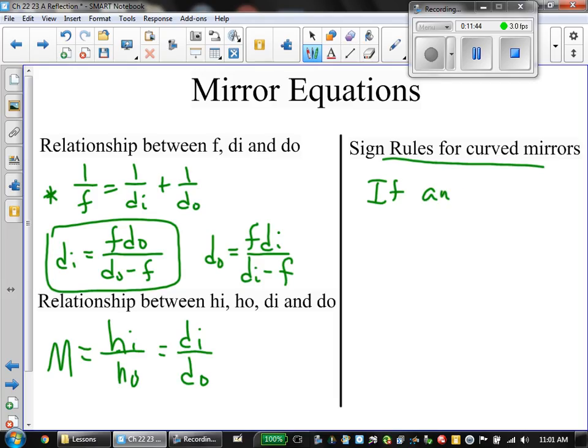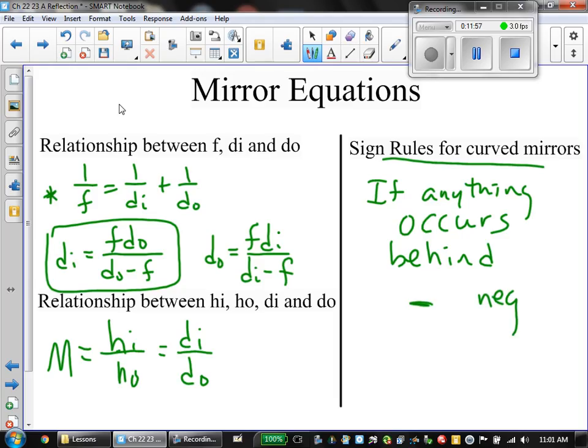so if anything occurs behind the mirror, since a mirror should bounce things off, if something happens behind the mirror, it's negative. So that could be the height of the image, the location of the image, the d_i, the h_i, or if you even use the focus behind the mirror, which sounds strange, but we'll talk about that a little bit later. So anything happening behind the mirror is negative, and obviously anything in front of the mirror is positive.